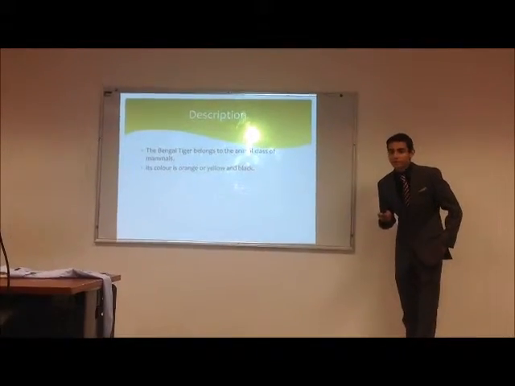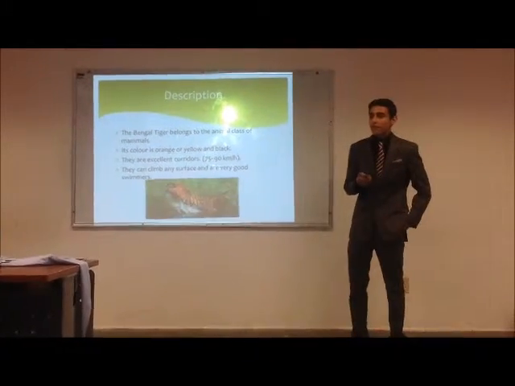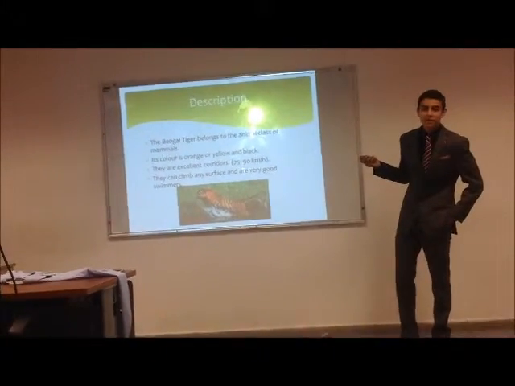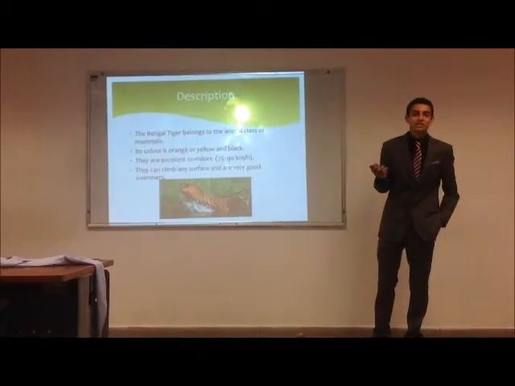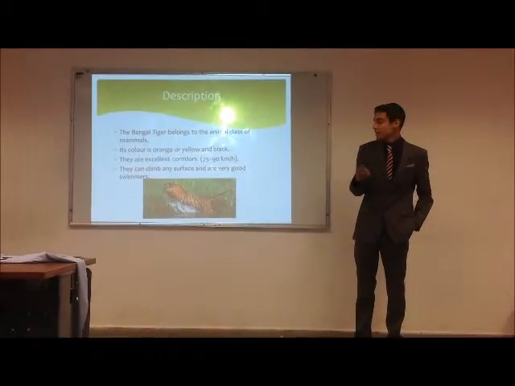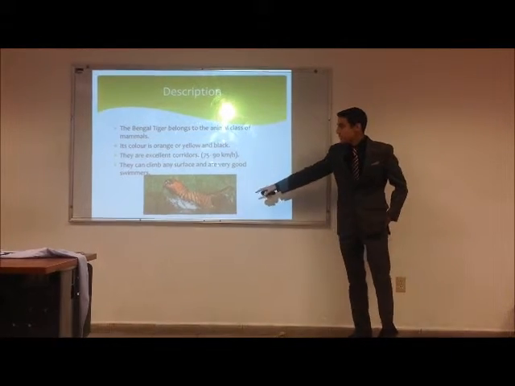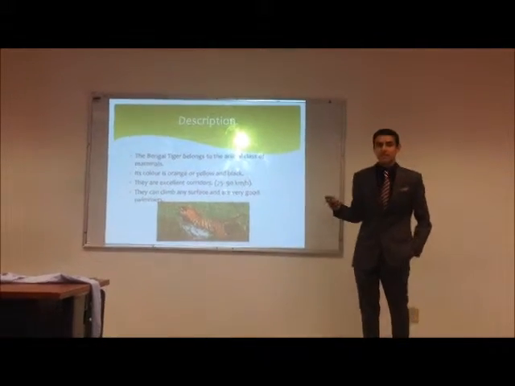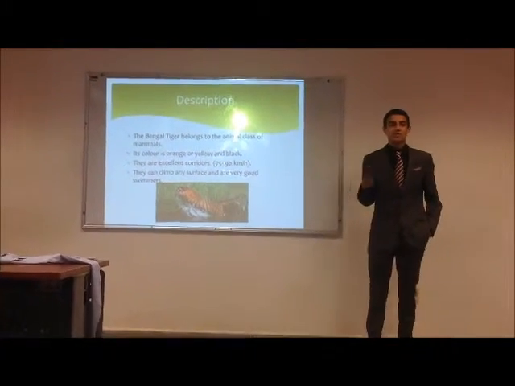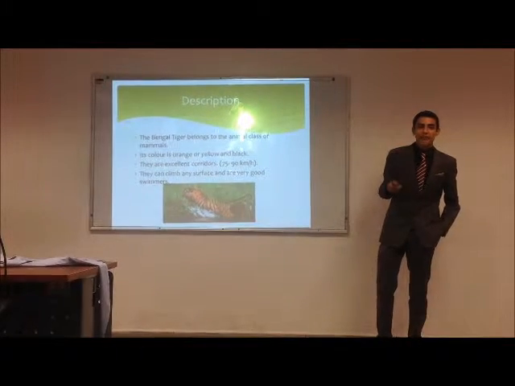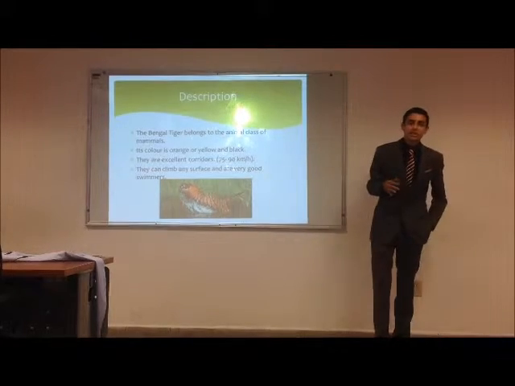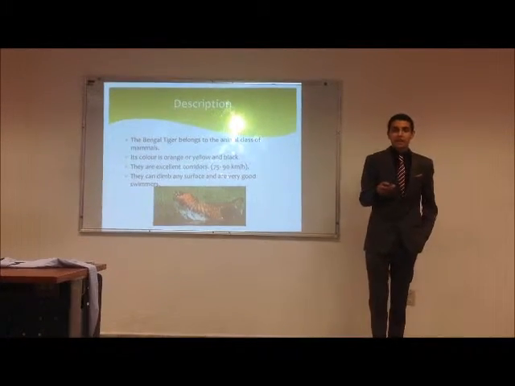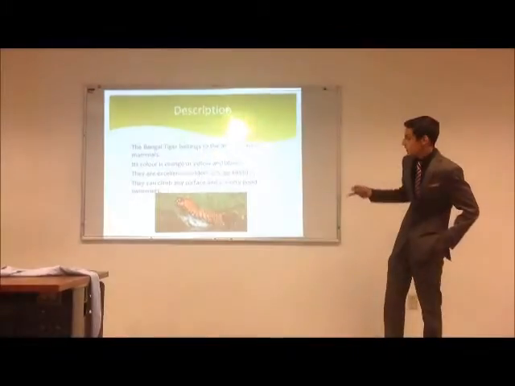Now the description of the Bengal tiger. The Bengal tiger belongs to the animal class of mammals. Its color is orange and black, as we can see here in the image. They are excellent runners. They can run from 75 to 90 kilometers per hour, and they can climb practically any surface, and they are very good swimmers, as we can see here in the image too.